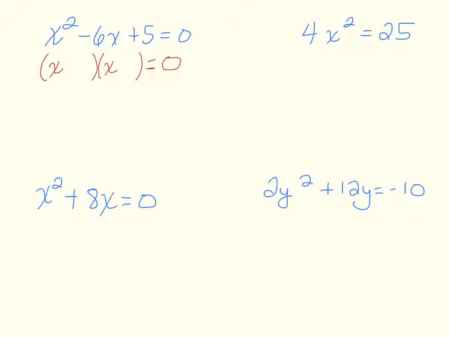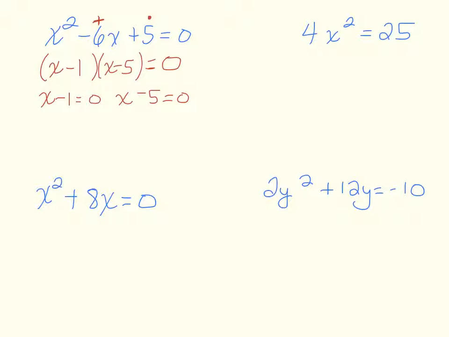So, two numbers that when I multiply them together, I get 5, but when I add them together, I get negative 6. How about negative 1 and negative 5? Negative 1 times negative 5 is positive 5, and negative 1 plus negative 5 is negative 6. So those are my two factors. So I'm going to set each factor equal to 0 and solve.